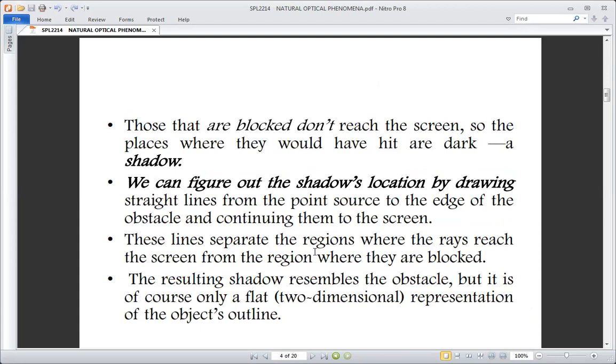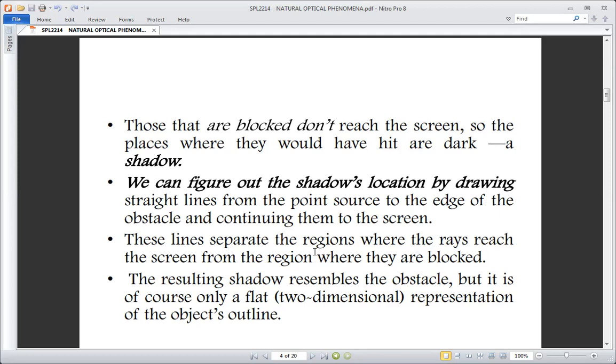So those portions of light where there's an obstacle will appear dark, and the portions that are not blocked will appear with light on the screen. So your eye will be able to detect the region of darkness and the region that has light, and then you can see the image of the shadow.